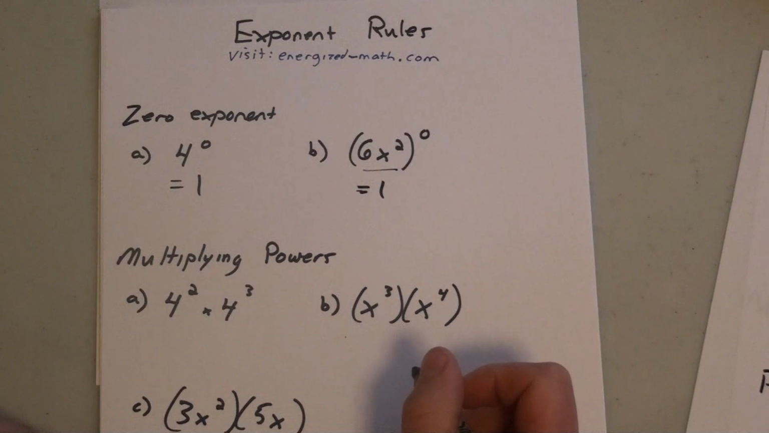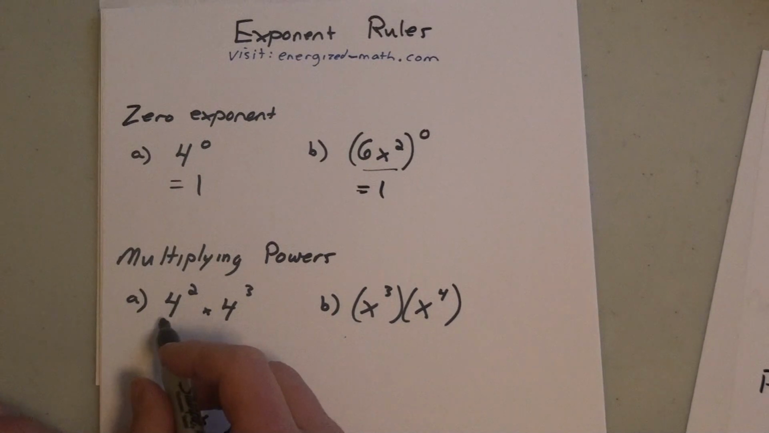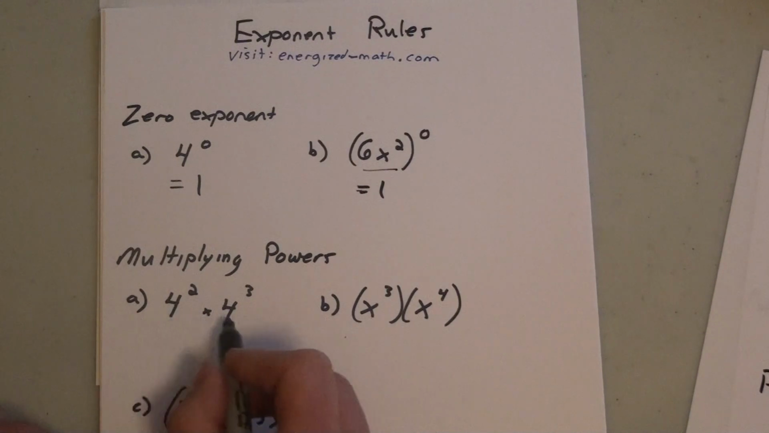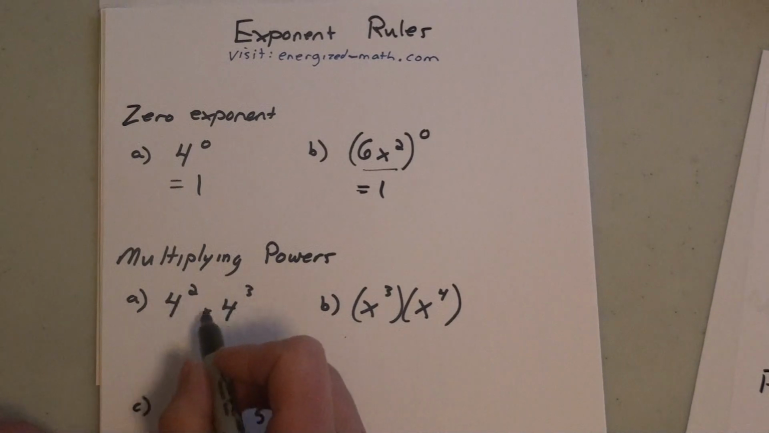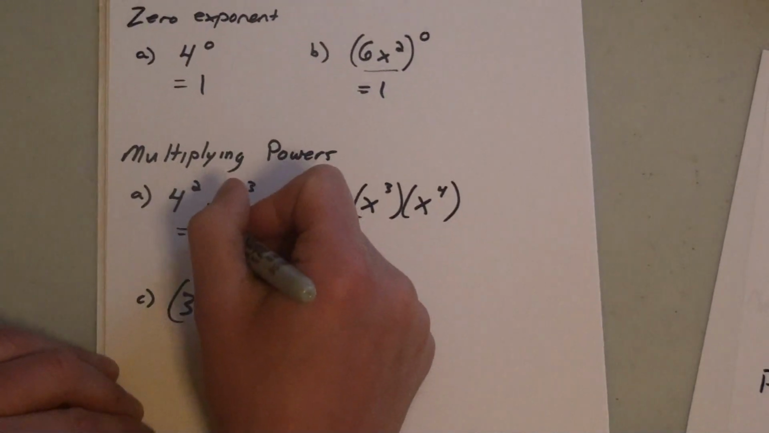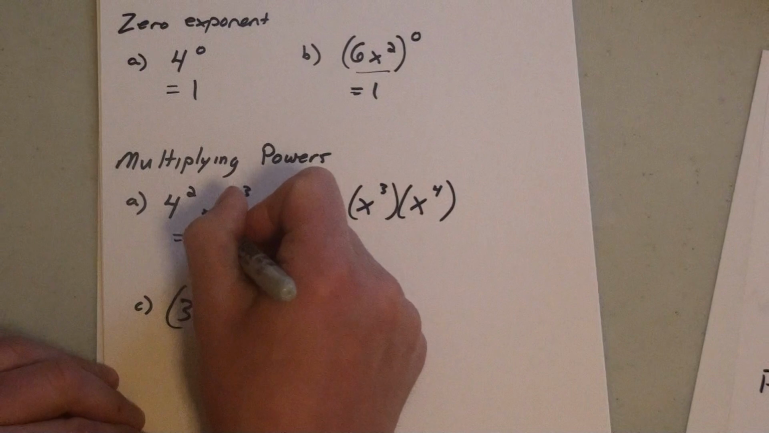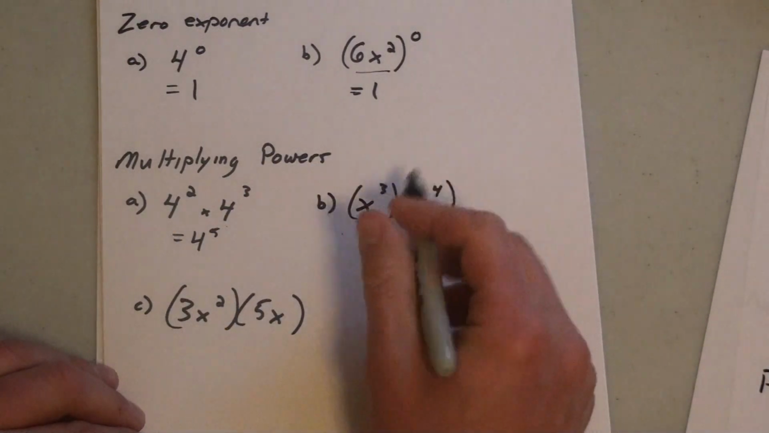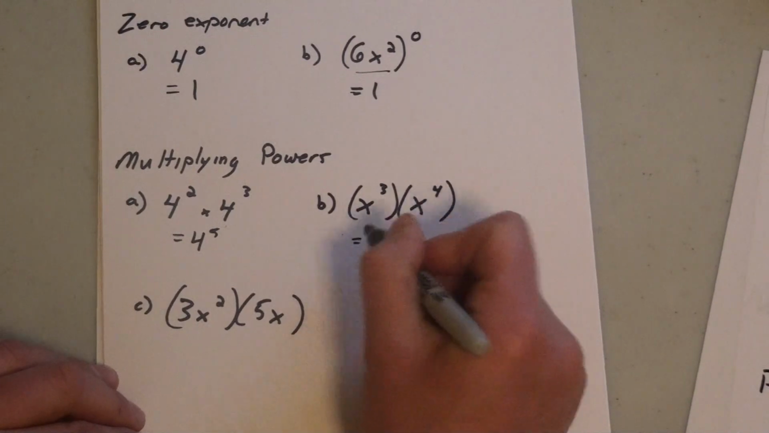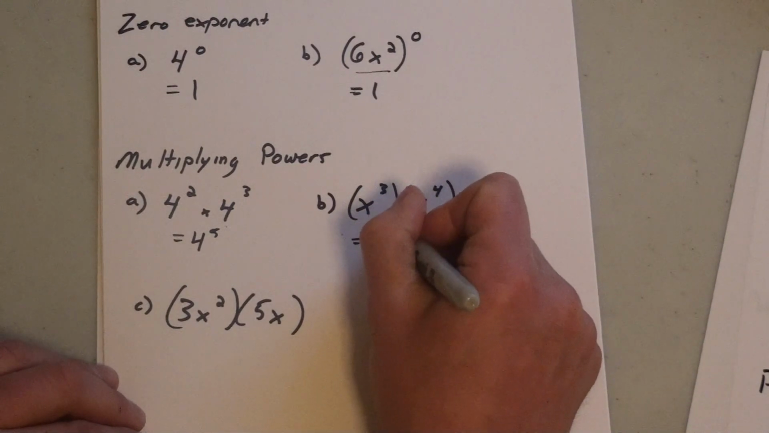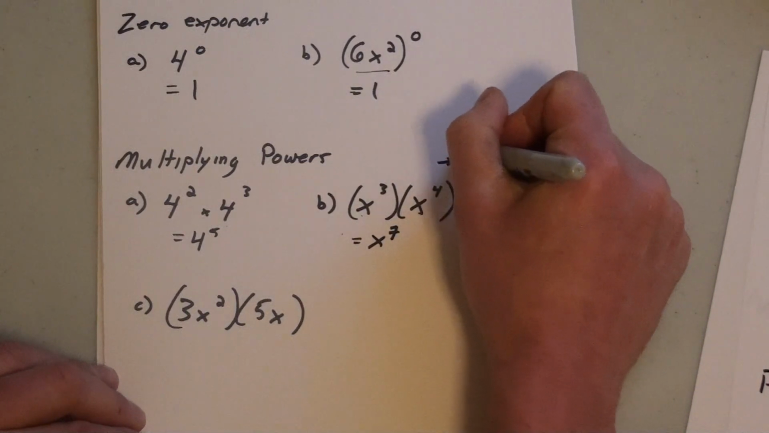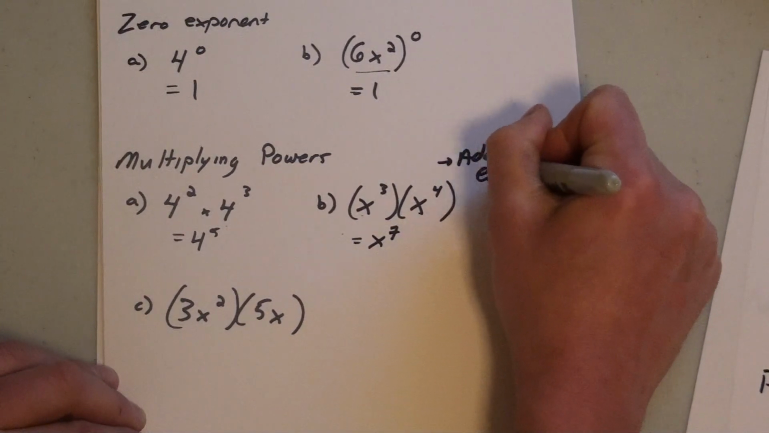The second one is if you're multiplying powers. Multiplying powers, they must have the same base. If they have the same base, here both are base 4, and you're multiplying them together, 4 squared times 4 cubed, you simply can add the exponents. 4 squared times 4 cubed is 4 to the exponent of 5. Here I have x cubed times x to the power of 4. Again, I'm adding my exponents to be x to the exponent of 7. This works if the bases are the exact same. I'm going to add my exponents.